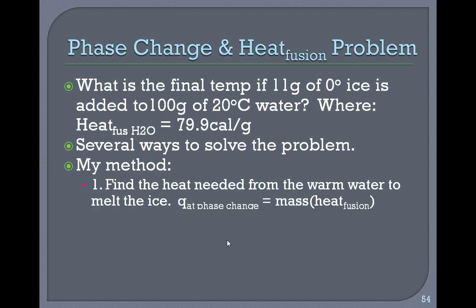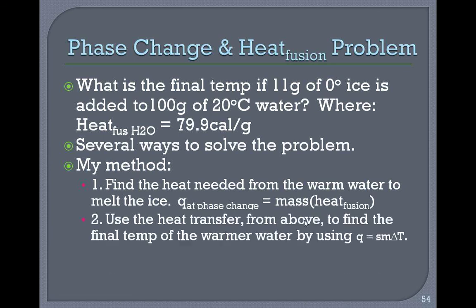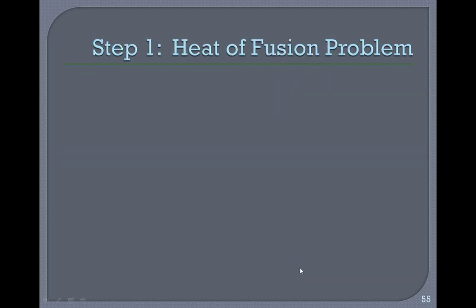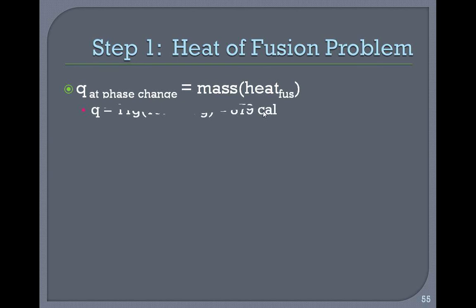There's several ways to solve the problems, and we're going to use this method. Find the heat needed from the warm water to melt the ice, so we have to do a mass times the heat of fusion. Then we're going to use the heat transfer from above to find the final temperature of the warmer water by using a QSMAT problem. And then we're going to find the weighted average of the two temperatures. There is not a problem like this on your homework, thank goodness.